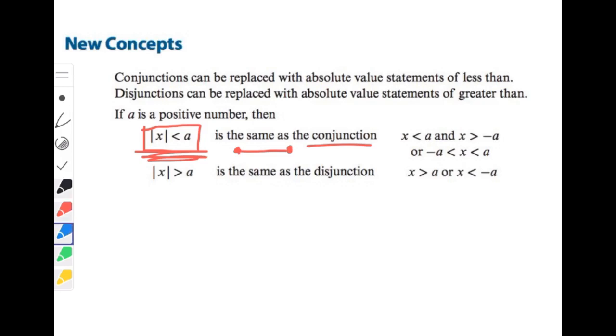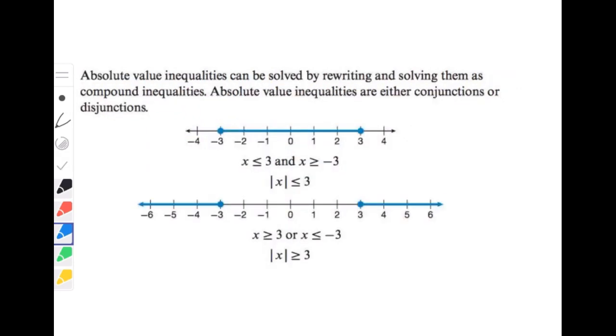Now, second case, if your absolute value is greater than whatever number you have going on there, that is a disjunction, and a disjunction means that you're going outwards. Okay? So keep that in mind, and that's just what this next slide says as well. So if you have the and, that's one thing that means conjunction. The or means disjunction. So you can see these examples.